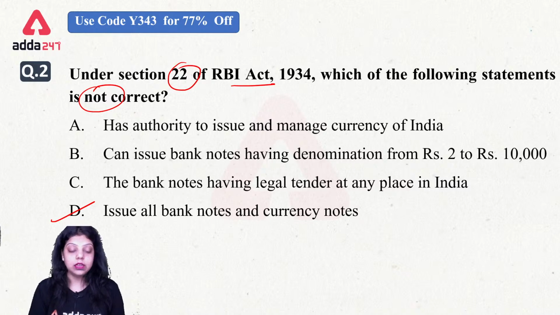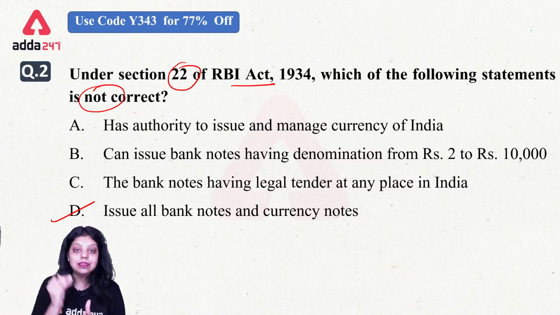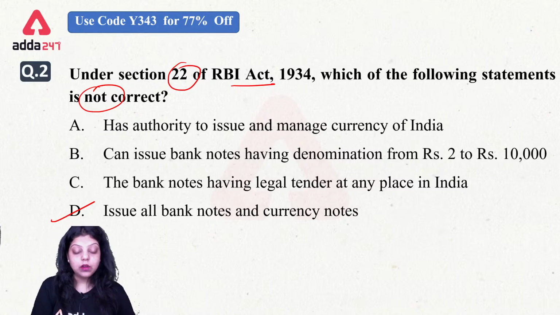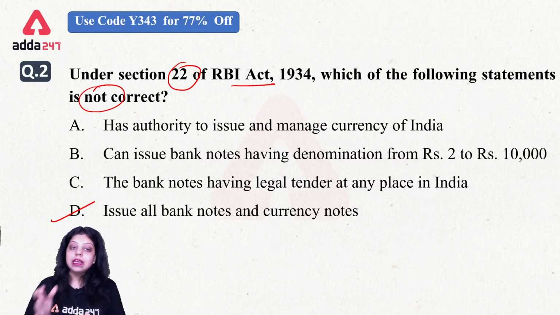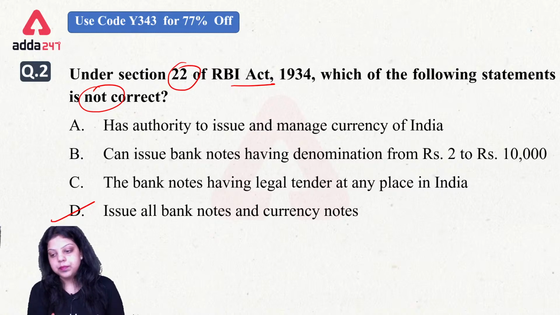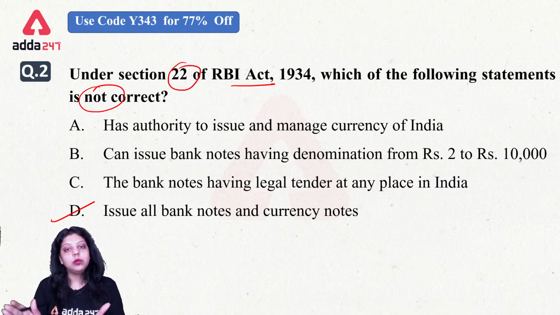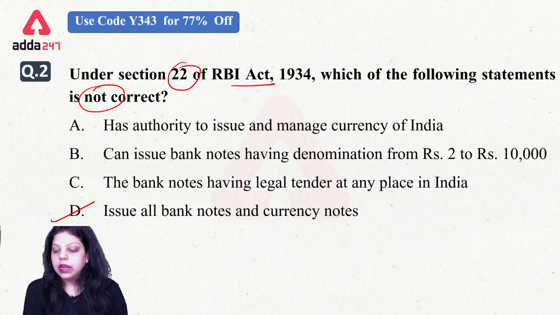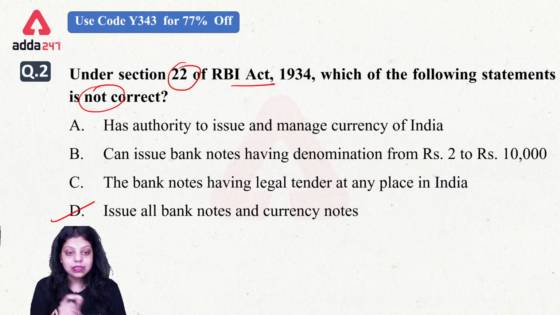the sole right to print all the denominations of currency notes, but except rupee 1. 1 rupee note will not be printed by Reserve Bank of India. 1 rupee note will be printed by Ministry of Finance, Government of India. That's why the fourth option will be incorrect. So in section 22 RBI Act 1934, RBI has sole right to print all denominations but from 2 and above currencies. Okay. Now RBI can issue the maximum denomination of currency note, that is 10,000 rupee.